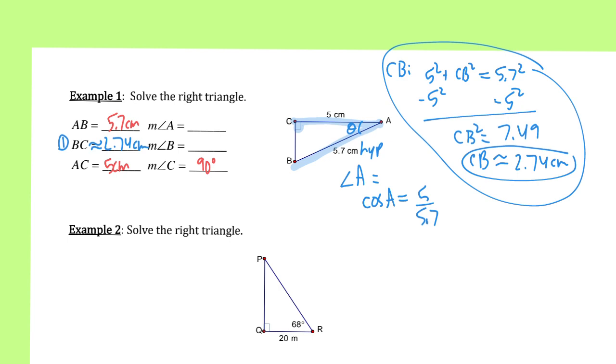If I want to find the measure of angle A, I'm going to do the inverse cosine of both sides, and that'll cancel out the cosine. I've got to do it to the other side too. If I put that in my calculator, I'm going to get the measure of angle A to be 28.7 degrees. So that is how to find the measure of angle A.